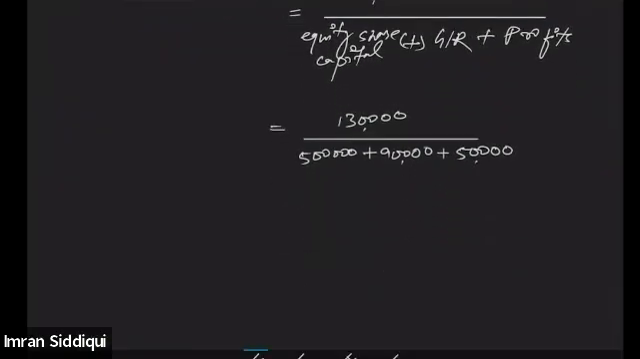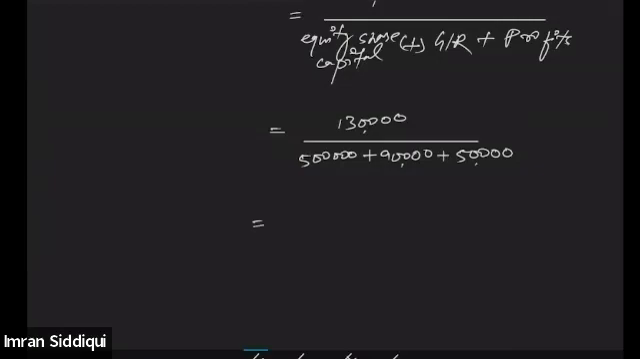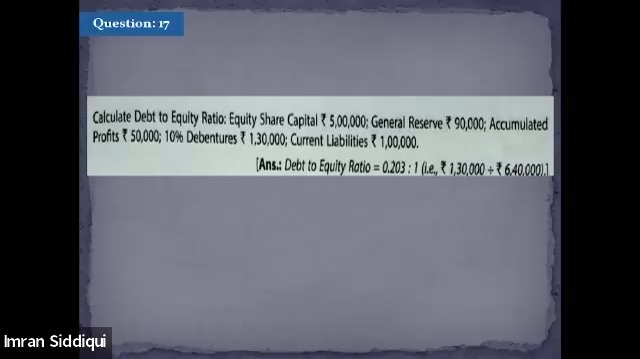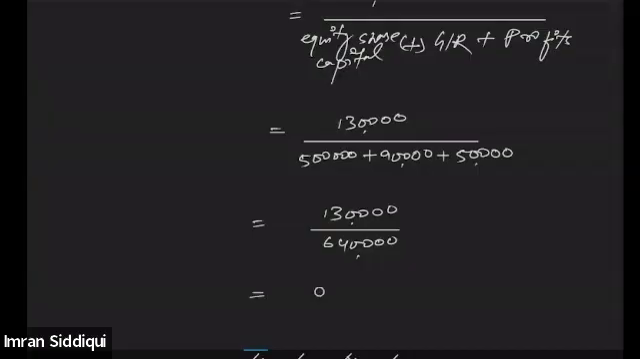So adding the value of the equity: 5 lakh plus 90,000 is 5 lakh 90,000, plus 50,000 is 6 lakh 40,000. Now 1 lakh 30,000 divided by 6 lakh 40,000. We'll get the answer as 0.203 to 1.